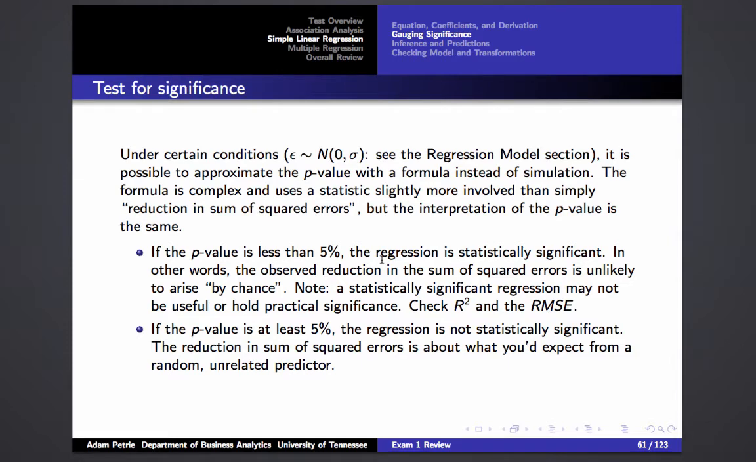Okay, so in classic statistics before computers, they used a special assumption about the distribution of the residuals, namely that they were normally distributed, to come up with an approximate p-value for the regression. We're not going to worry about where that really comes from. We just know that if that p-value is less than 5%, the regression is statistically significant. It's unlikely that a random predictor would have reduced the sum of squared errors by at least as much as your regression. Your regression really is predicting y better than just the naive model, not using any information about x at all. So is it practically significant? Well, we check r squared and the root mean squared error as a follow-up.